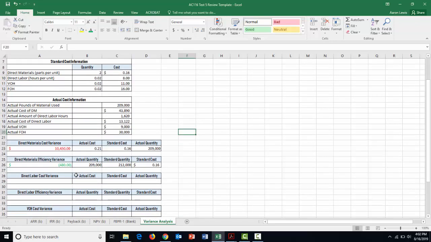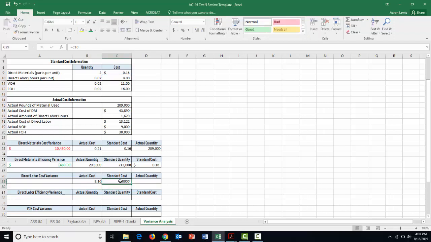We can move on to our direct labor cost variance. And for direct labor, we've got to figure out our actual cost. We're going to do that by taking the actual cost of direct labor, which is 13,122, dividing it by the actual amount of direct labor that we needed, which is 1,620 hours. We come up with a cost of $8.10. We spent $8.10 per hour paying our employees. This is higher than the standard cost that we have up here of $8.